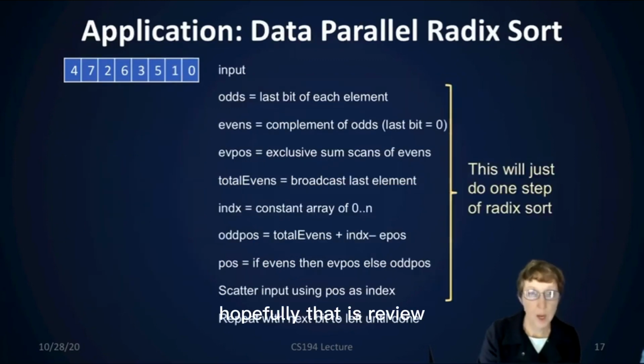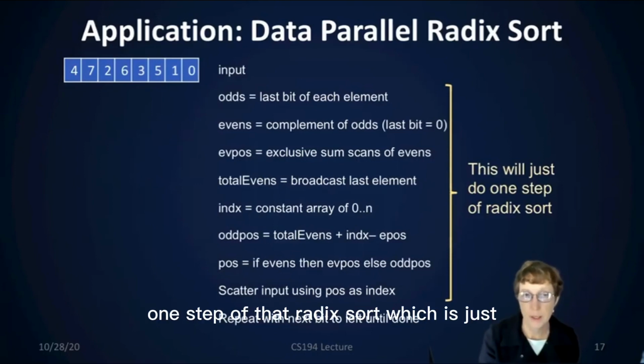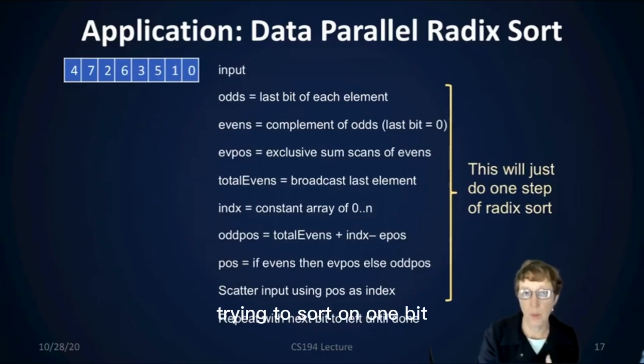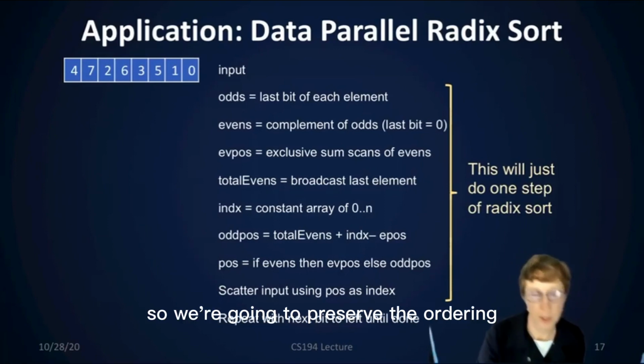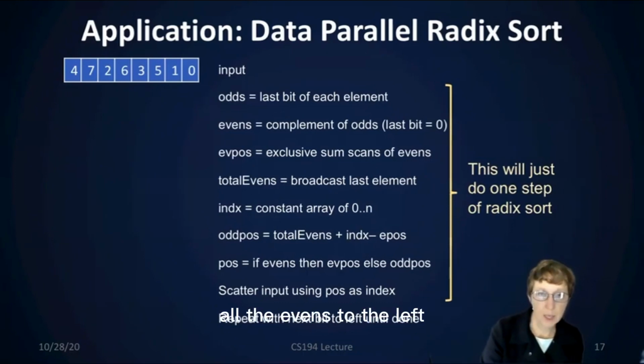Hopefully that is review. Okay, so now we want a data parallel version. And all we're going to do in this data parallel algorithm here is really one step of that radix sort, which is just trying to sort on one bit, but stably sort on one bit. So we're going to preserve the ordering, and we're going to move, say, all the evens to the left and all of the odds to the right.